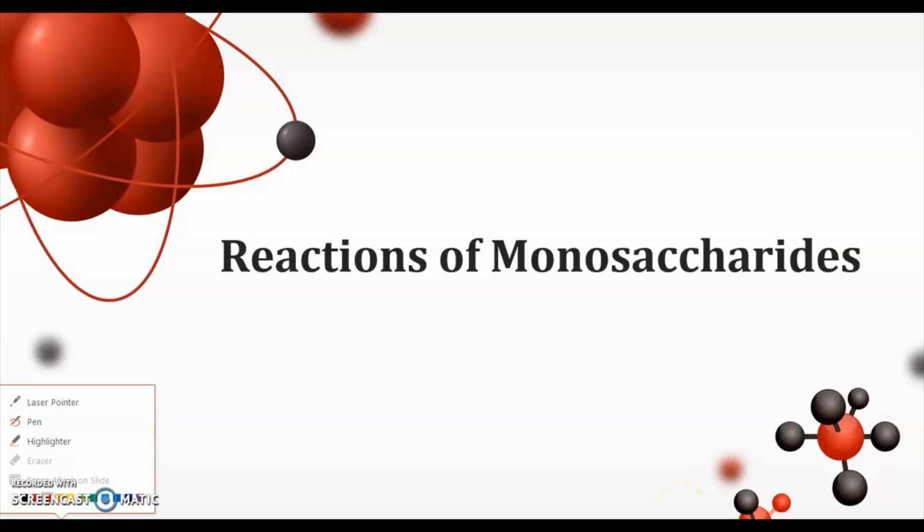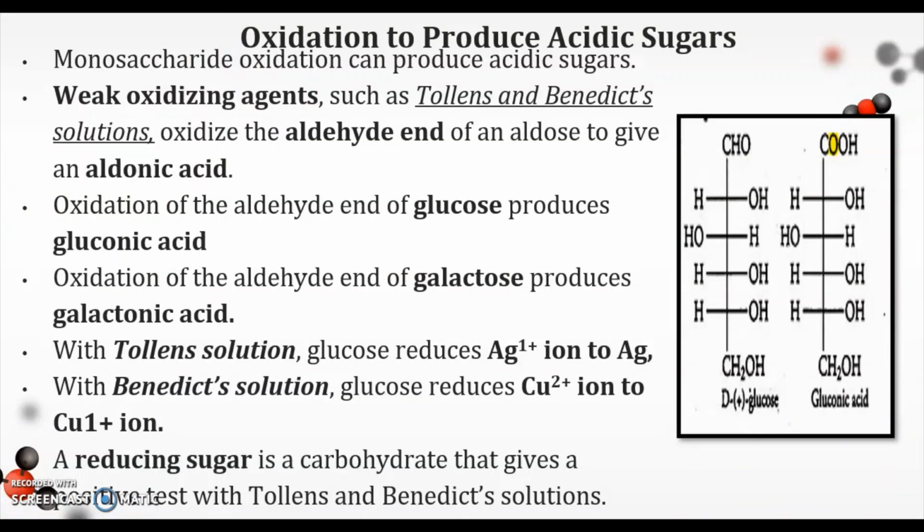Reactions of monosaccharides. The first reaction involves the oxidation to produce acidic sugars. Monosaccharide oxidation can produce acidic sugars. Examples of weak oxidizing agents include Tollens and Benedict solution.